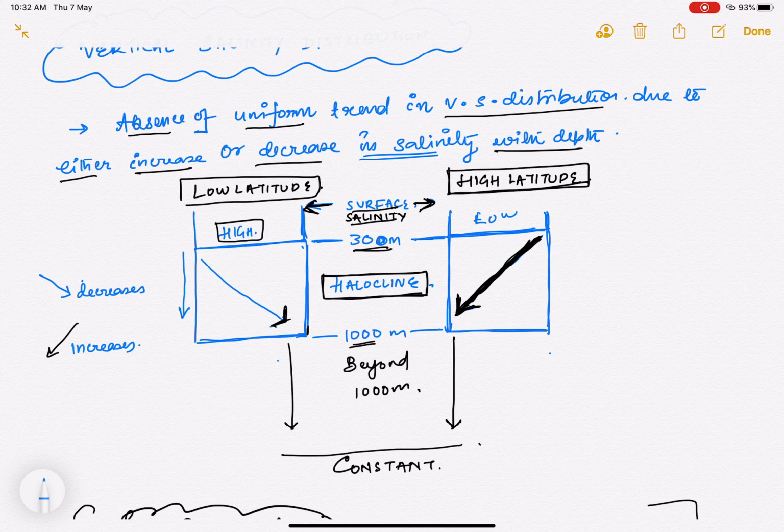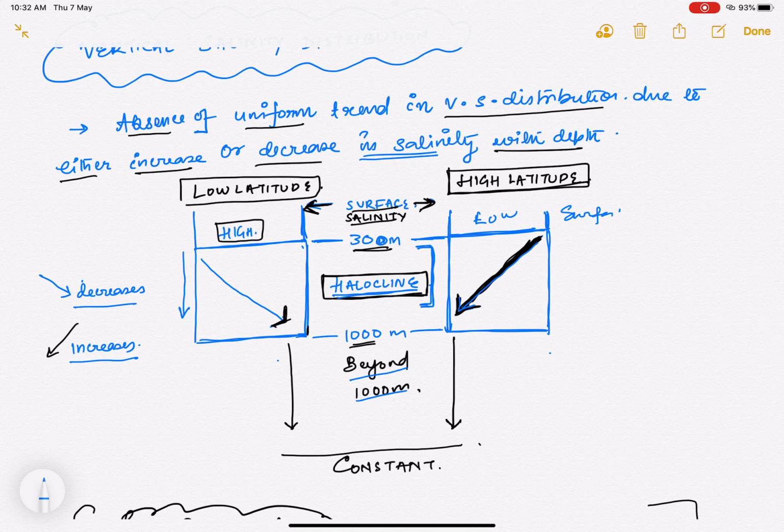The opposite happens for the higher latitudes, where at the upper surface the salinity is low because of the lower level of insolation, and as we go down, the salinity increases. This is your increase side, this is your decrease side. Now when we go beyond 1000 meters, we find that the salinity remains almost constant. Within this, you can see that this 300 to 1000 meter zone I have marked as the halocline zone.